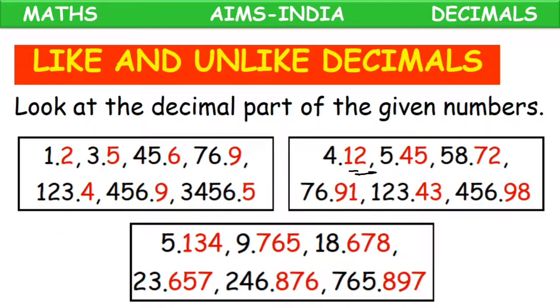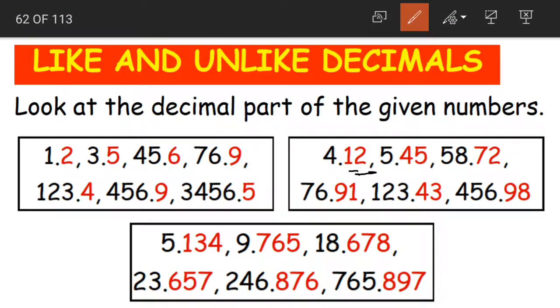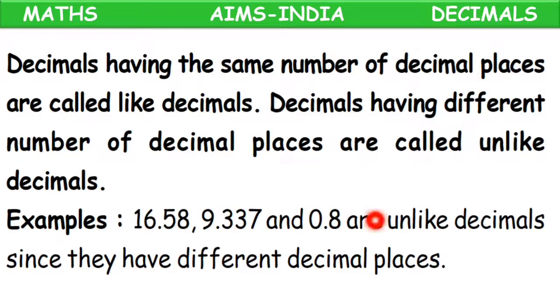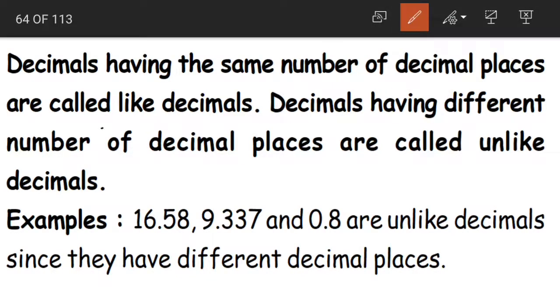Now as this group of decimal numbers have the same number of decimal places, that is why they are called like decimals. That means all these are like decimals. Again these are like decimals and these are like decimals. Why? Because they have the same number of decimal places. Decimals having the same number of decimal places are called like decimals.